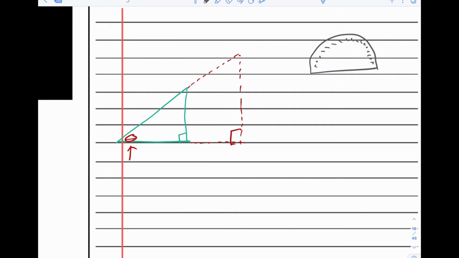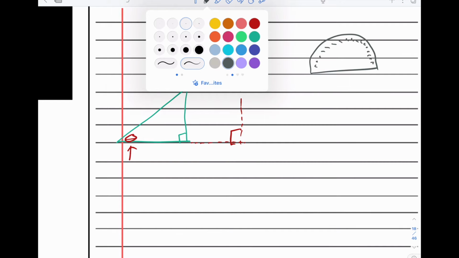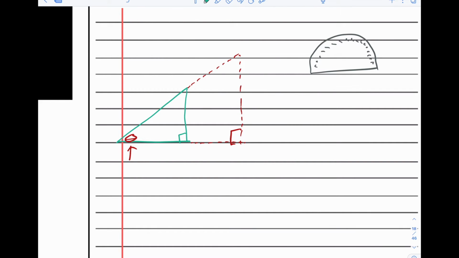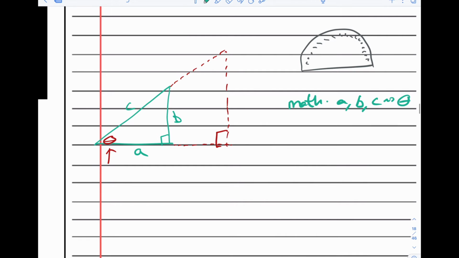Another way to do it would be to take the values of the green triangle. So if we knew this length here, so let's say that this length was going to be A, and this length was going to be B, and then this length was going to be C. If we knew all those lengths, we could do some math with the A, with the B, and with the C, and then we would be able to figure out what that angle is. Okay, we would be able to figure out what that angle is.